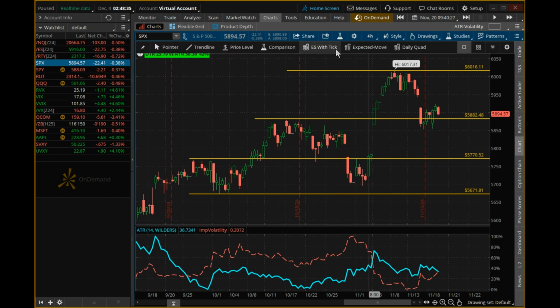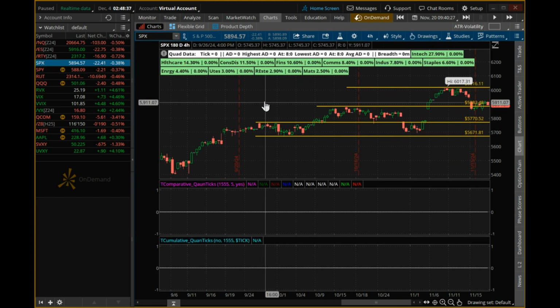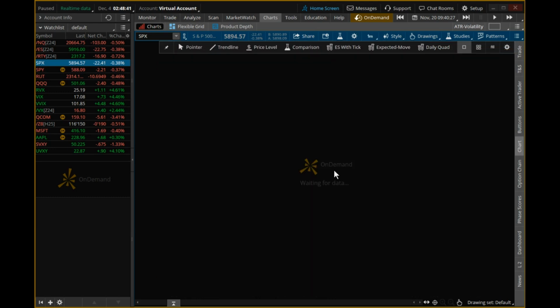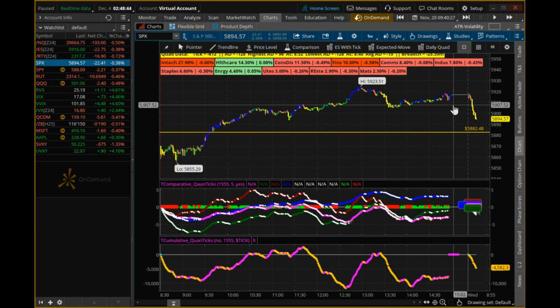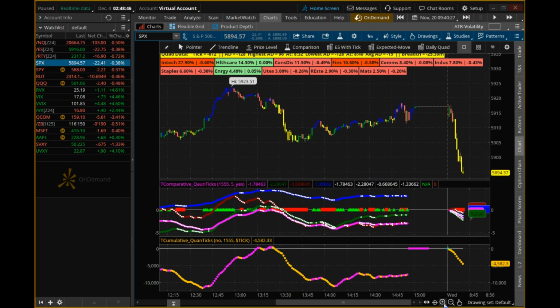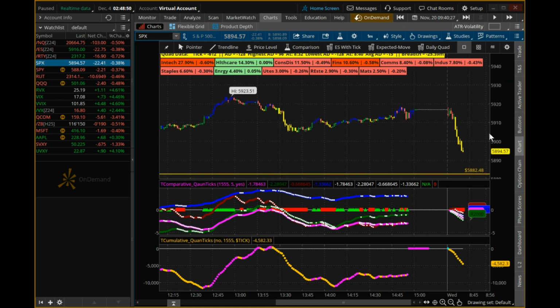So let's have a look at the quad. It's all looking pretty green there, isn't it? Let's go to the 1 minute. We are falling off a cliff though. So what we're doing here is we're just trying to work out what strike we're going to use. Got this resistance at the bottom here. We've fallen off. Everything's down. The market's down 22. Okay, healthcare is keeping it up.